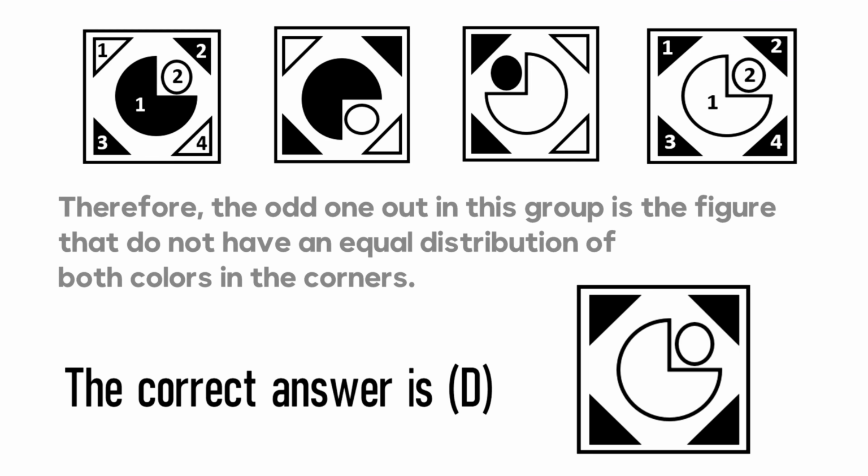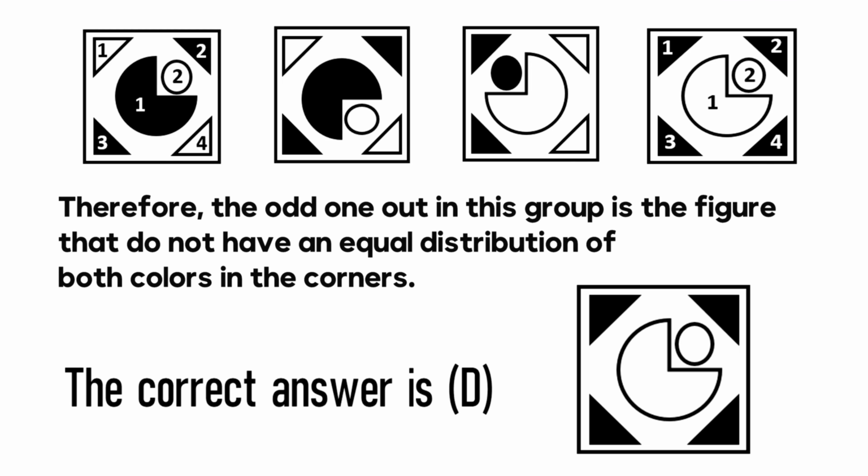This is why the odd shape, the shape that doesn't belong to the group, is the one that does not have an equal distribution of colors in the corners. So the correct answer here is choice D. Hopefully you've nailed this question and now know how to answer similar problems on the test.